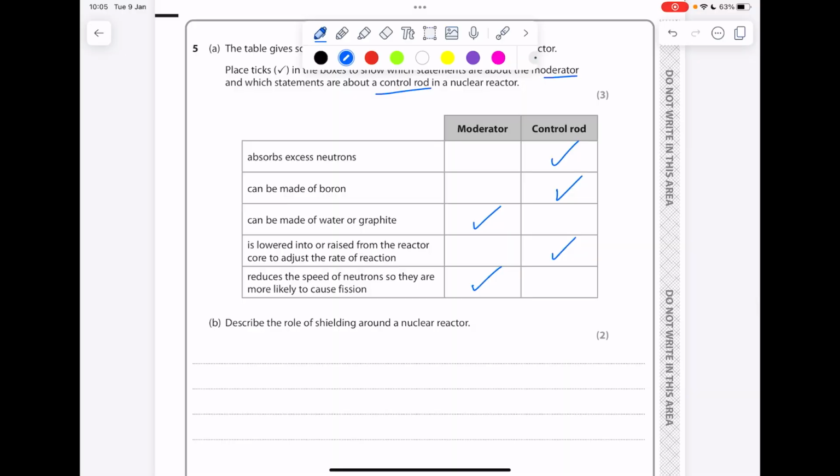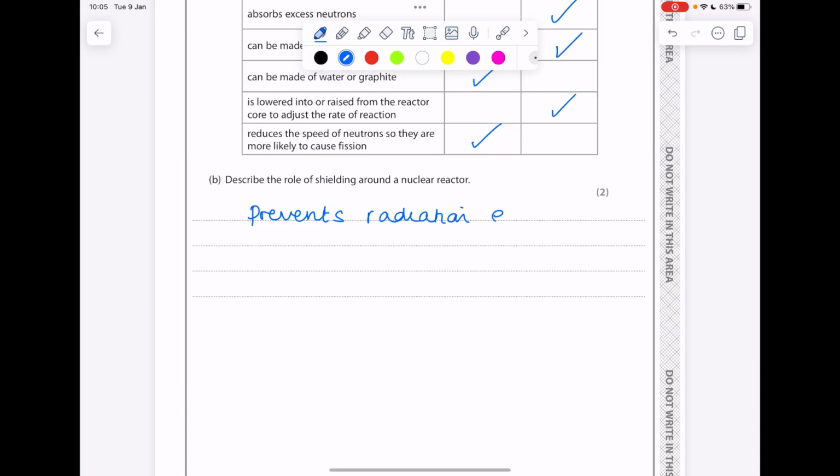Describe the role of shielding around a nuclear reactor. Remember, this is often concrete or lead, and it's to stop radiation escaping. And the way it does that is by absorbing gamma radiation or extra neutrons.